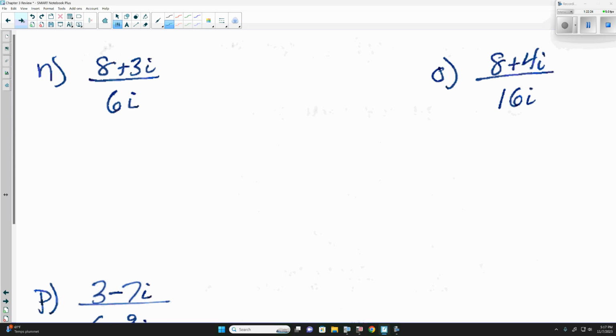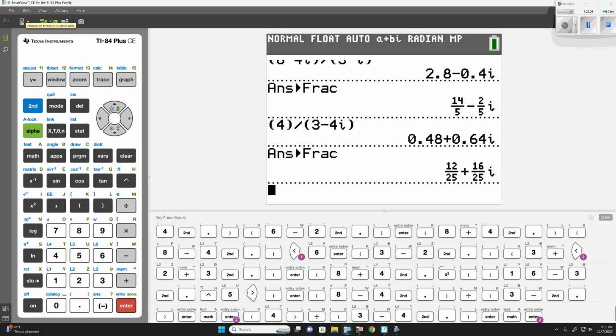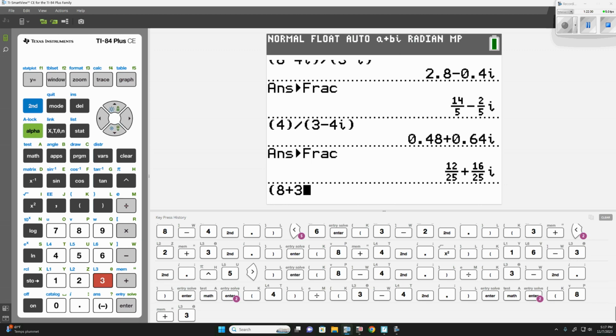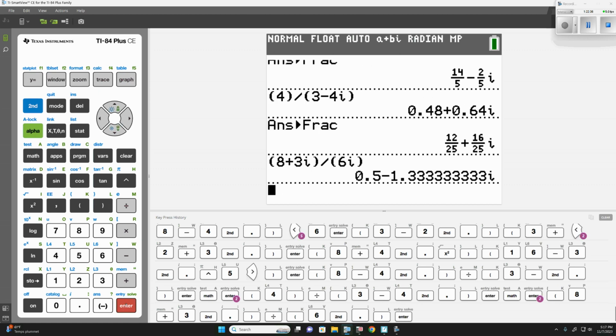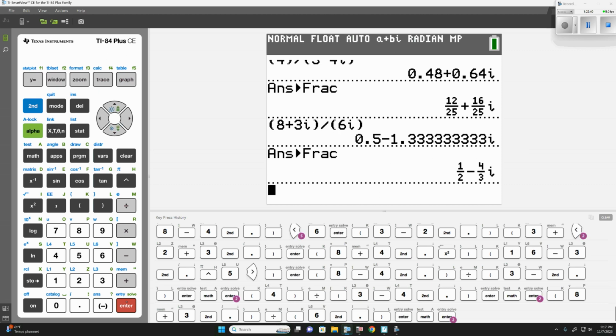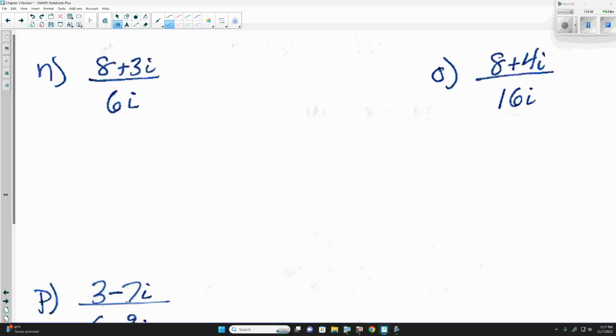N, again, same thing. We can plug it in the calculator. 8 plus 3i divided by 6i. Always make sure to put it in parentheses. We get this here. To turn it back into fractional form, math, enter, enter. 1/2 minus 4/3 i. That is our final answer for that one there.